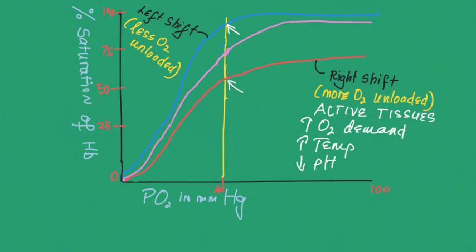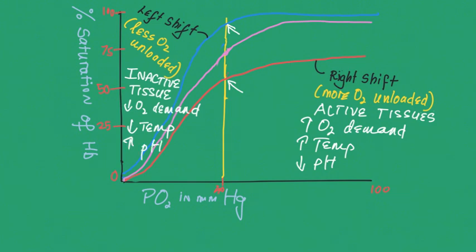Now for the inactive tissue. Here, the oxygen demand is low, the temperature tends to be low, and the tissue is also not acidic, so the pH is higher. These indicators, low temperature and higher pH, cause the hemoglobin to hold on to the oxygen and not unload it.